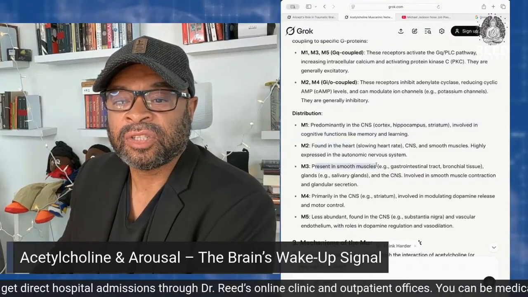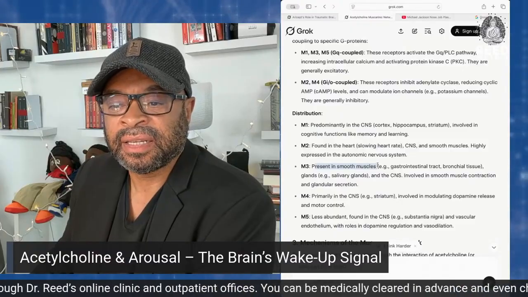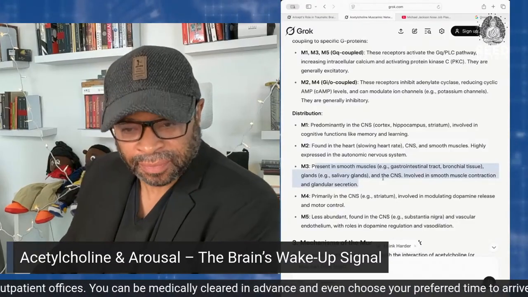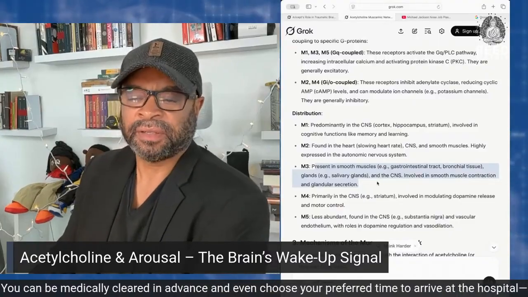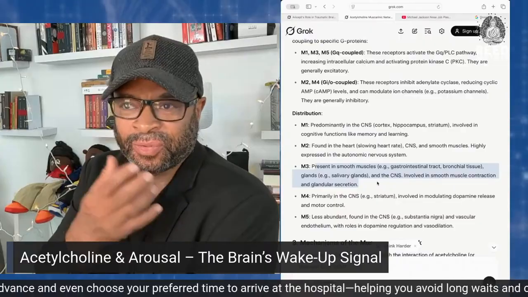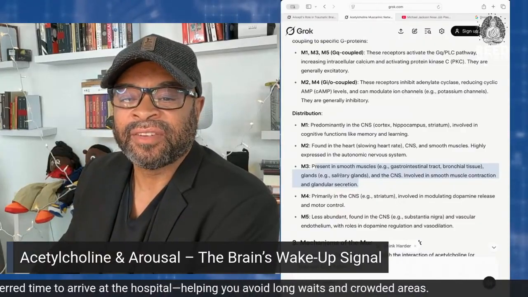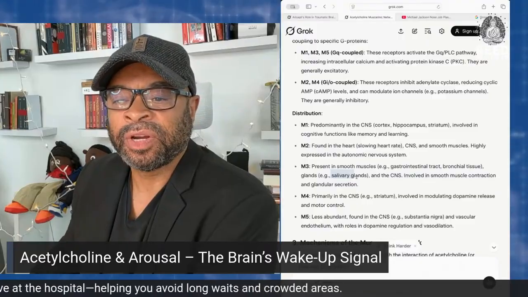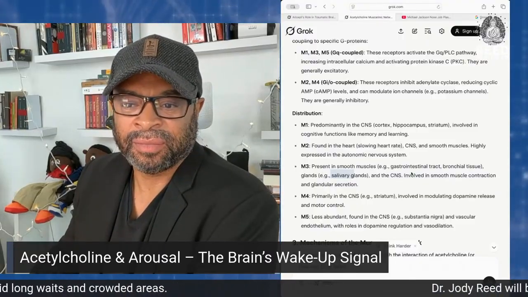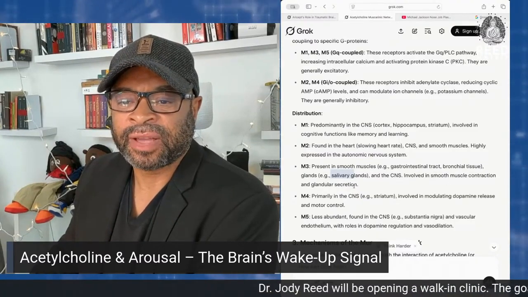M3 is present in smooth muscles in the GI tract, bronchial tissues, glands, and the CNS, and is involved in smooth muscle contraction and glandular secretion. Remember, one of the side effects of Aricept is drooling, running, all things running, drooly mouth. You see salivary glands, runny nose, and things like that. And this is one of the side effects because it hits these M3 receptors involved in smooth muscle contraction.